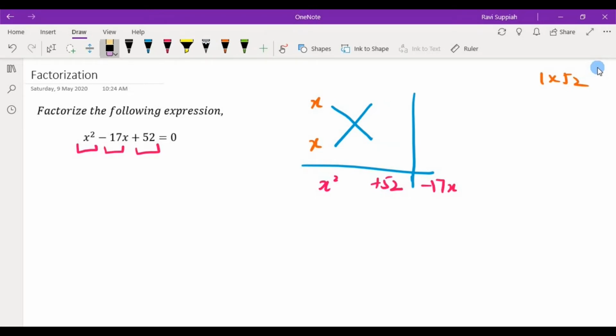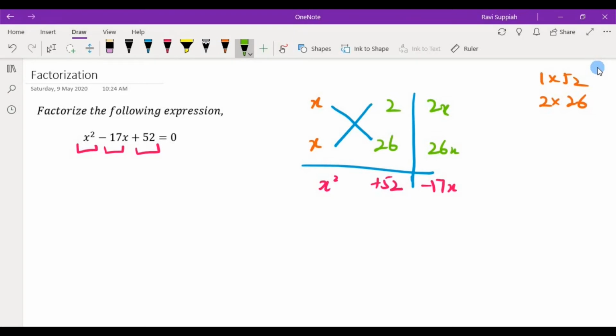So that is definitely not a valid solution here. Now, what else can I try? I can try 2 times 26. If I try 2 and 26, I'll get 26x and 2x. Again, there's no way this can give me a 17, so that is also out of the question. What else can I try? You can go through some possible iterations. 52 and 3, that is not perfectly divisible.